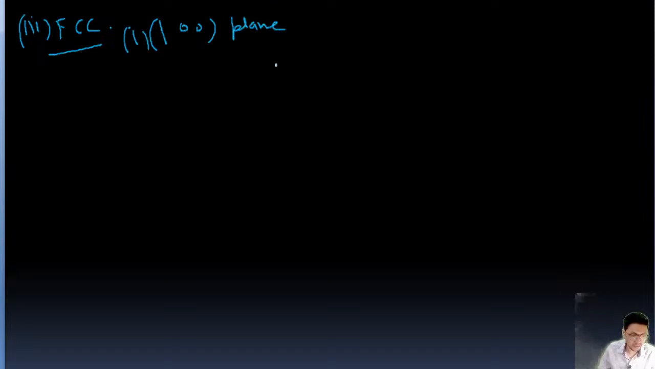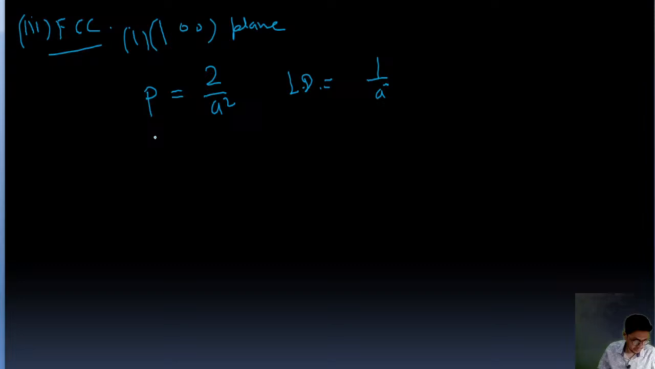Now for FCC, for the 100 plane, rho is going to be 2 upon a square, and the linear density LD is going to be 1 upon a.